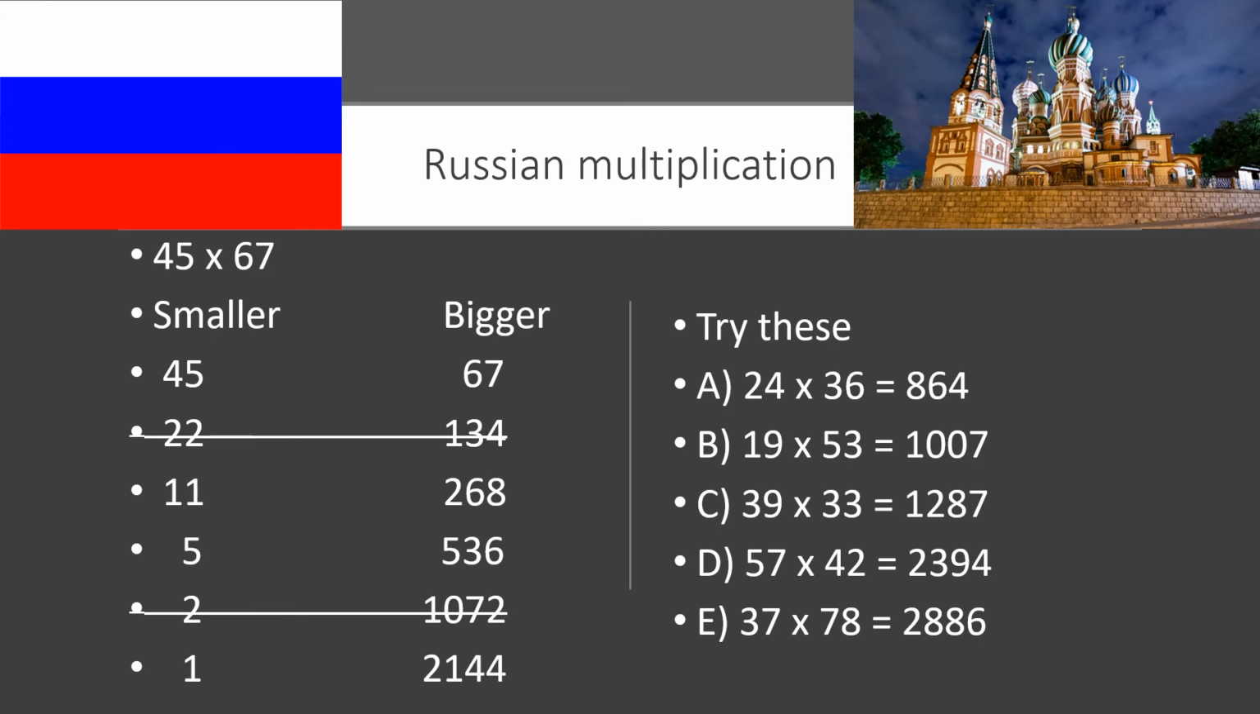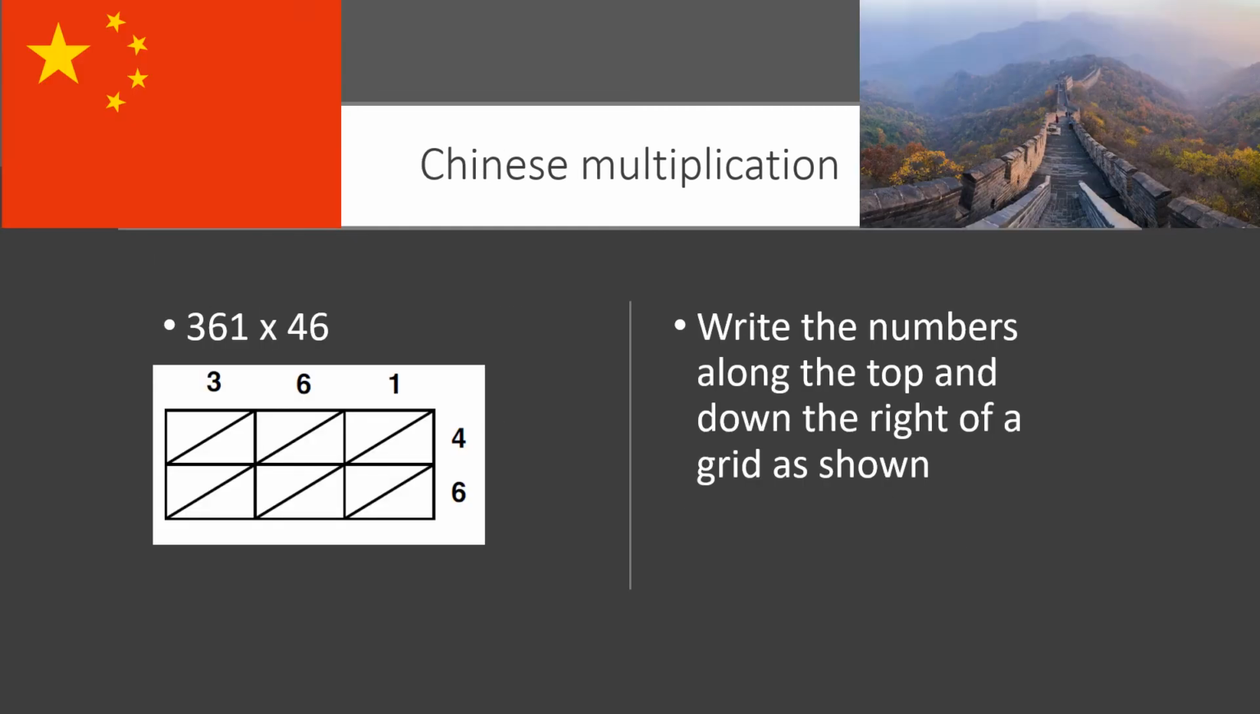Right, the next country I want to look at is China. Okay, there's another method from China of how we can multiply numbers together. So for the Chinese method, we need to draw out a grid, fairly similar to the grid method you may have used before for multiplication, but with this one we have a diagonal line going through the boxes as well. So we're going to do 361 times by 46.